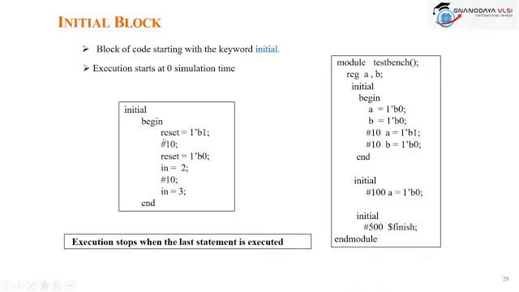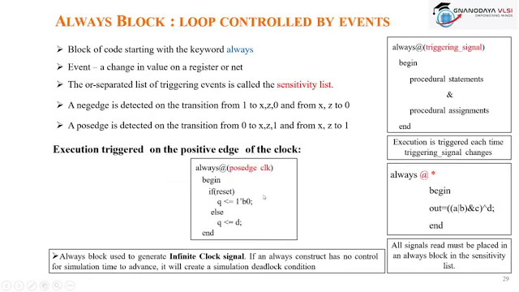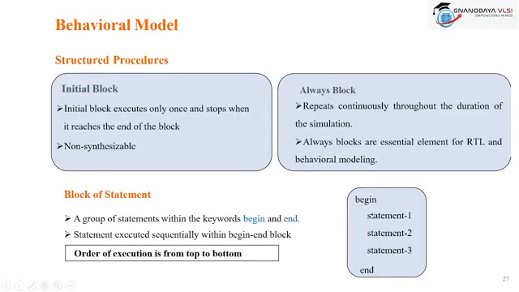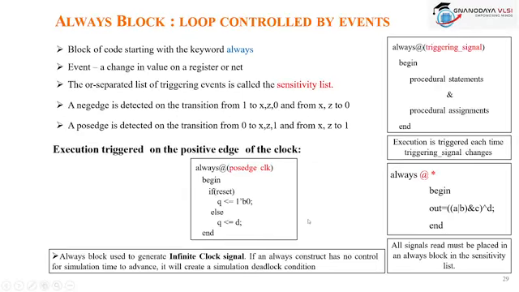So this is one example of an initial block. It will execute only one time, at zero simulation time. And always means what? In sequential circuits also, I will use always @(posedge clock) begin, if reset q equal to 0, else q equal to d. Like that I can use. So these are nothing but procedural blocks. Behavioral modeling, these are nothing but procedural blocks. Initial and always are procedural blocks. So you can use star also.